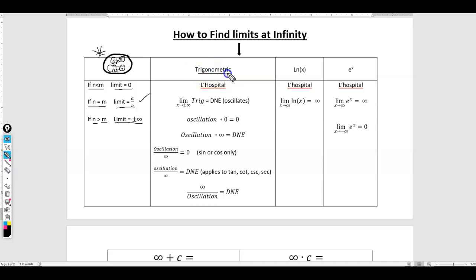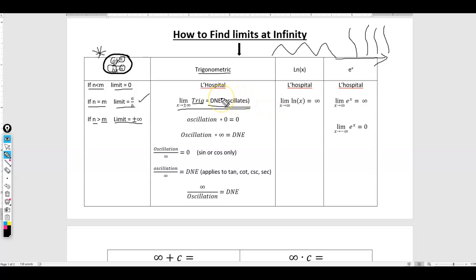Now, if you have trigonometric limits at infinity, you're going to have a few different possible outcomes. First of all, just so you guys know, trigonometric functions oscillate. They go up and down like this, or they go like this. Either way, they never stop going up and down, and therefore, as you go off into infinity, they don't reach a limit. They always wiggle up and down. They don't reach a particular value. They oscillate. So we say the limit does not exist.